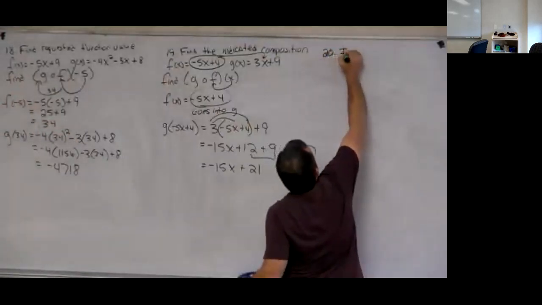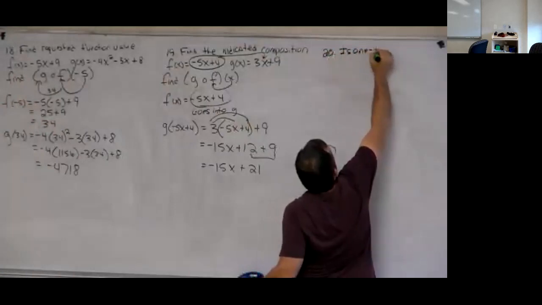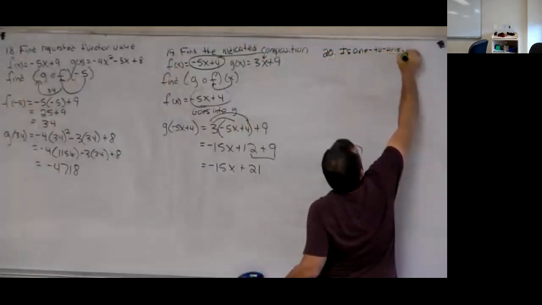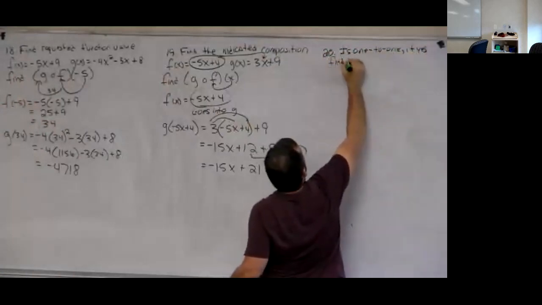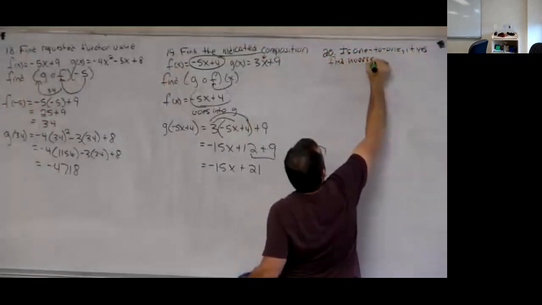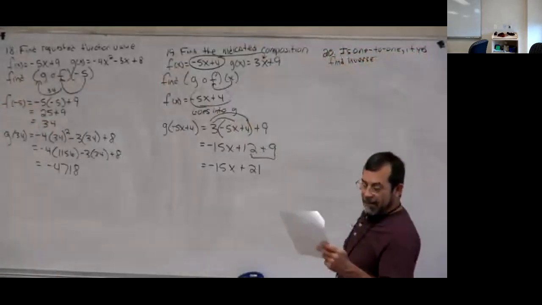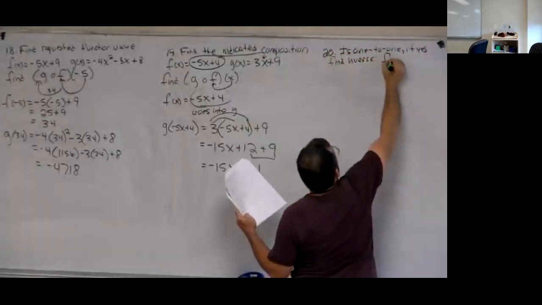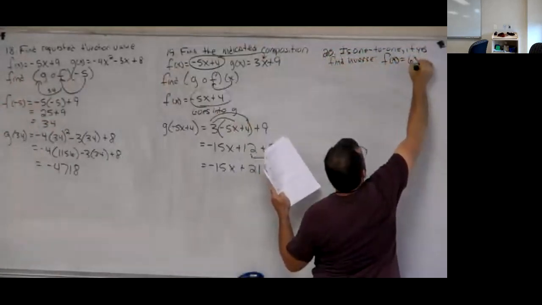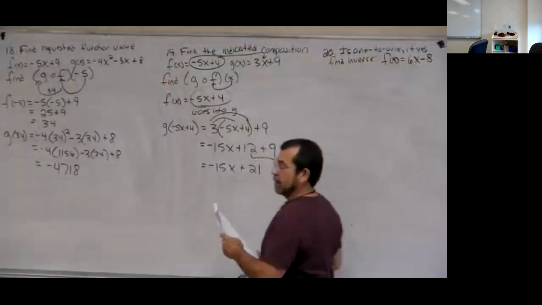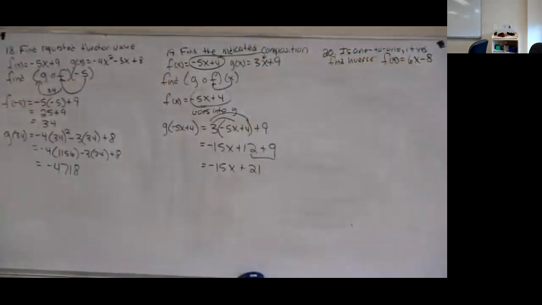All right, 20 says, is it 1 to 1? If yes, find inverse. They're giving me f of x equals 6x minus 8. So I'm just going to tell y'all a little trick on this one. They're all going to be 1 to 1. So you will have to find the inverse, okay?